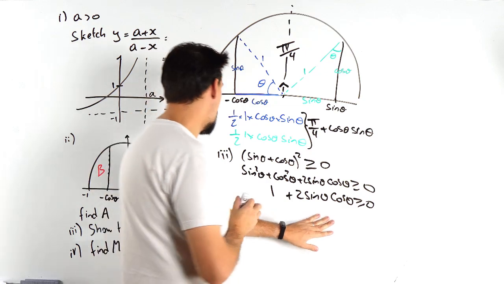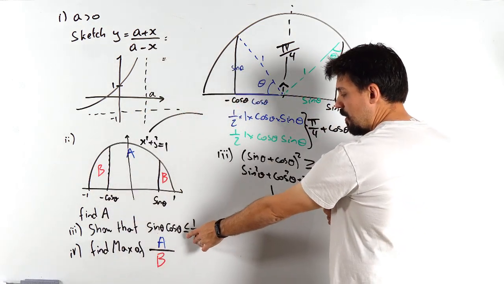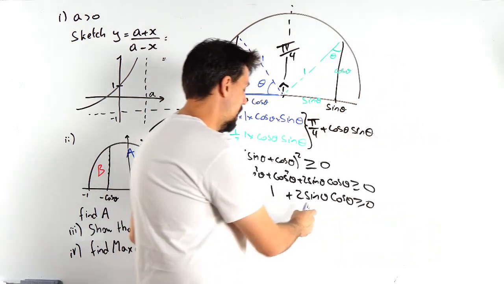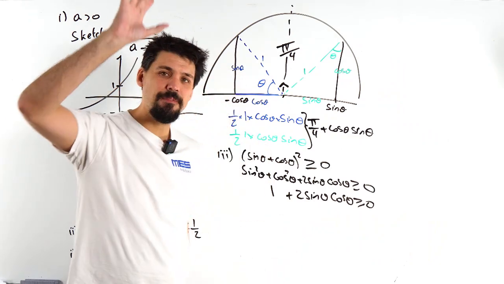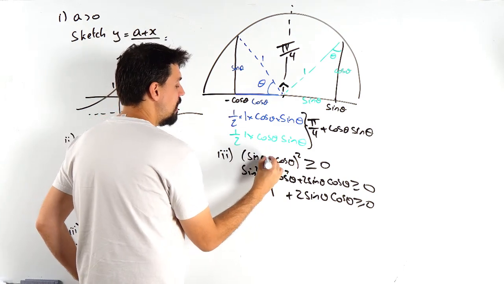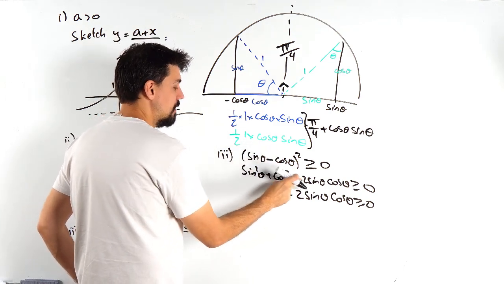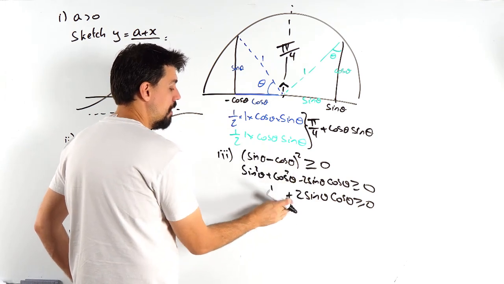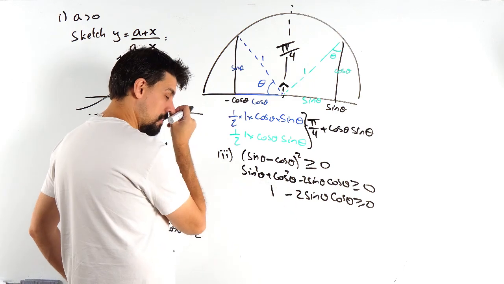Okay, that is the wrong way around for me, because that would give me sine theta cos theta is bigger than something. So that's not what I want, but this is fixable. What if I change that to a minus? That and that stay the same. That becomes a minus. That becomes a minus.